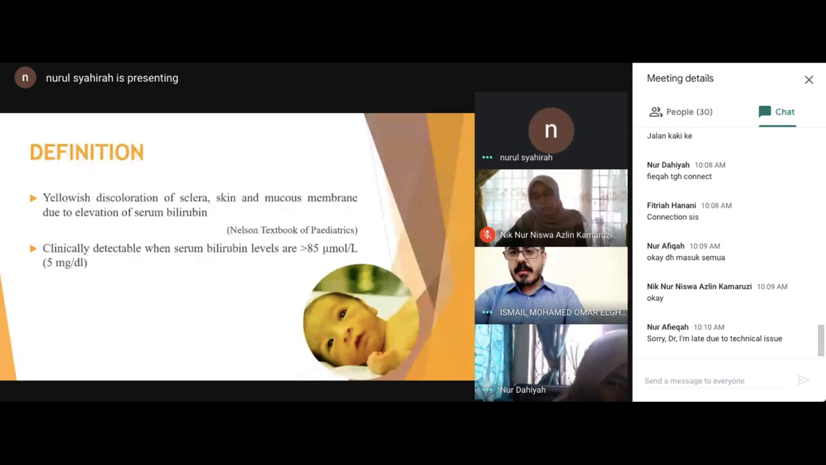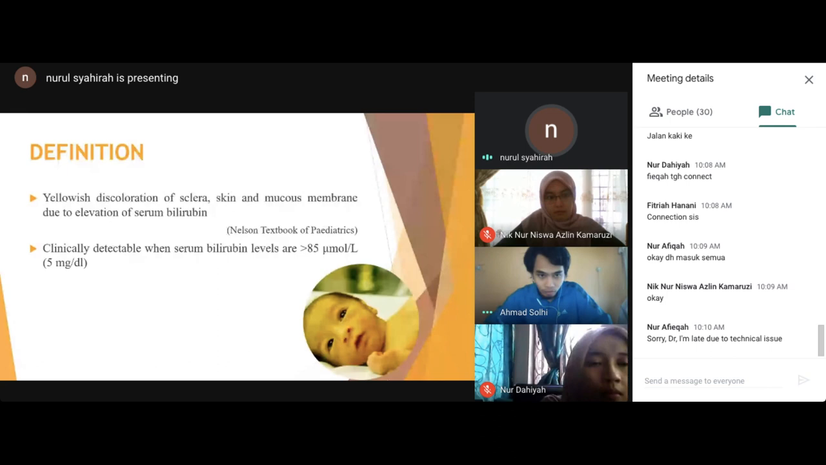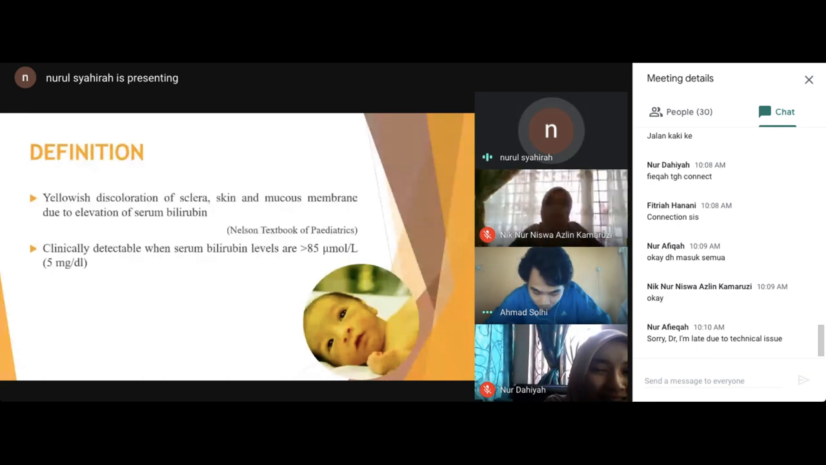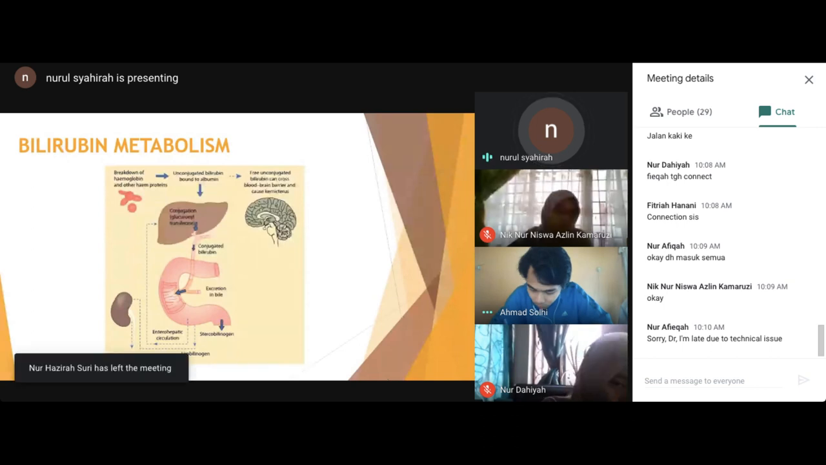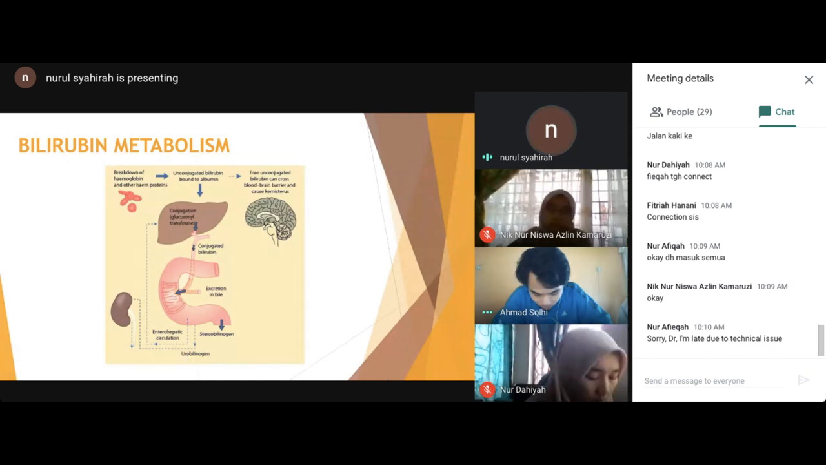Okay, so jaundice is when bilirubin is above 85 micromole per liter or total 5 milligram per deciliter. The bilirubin metabolism: first, hemoglobin is broken down into unconjugated bilirubin. This unconjugated bilirubin is lipid soluble, so it will bind to albumin and then be taken up by the liver. In the liver, this bilirubin will conjugate with the glucuronyl transferase enzyme and become conjugated bilirubin. This conjugated bilirubin is water soluble, and it will be excreted in bile into the gut.